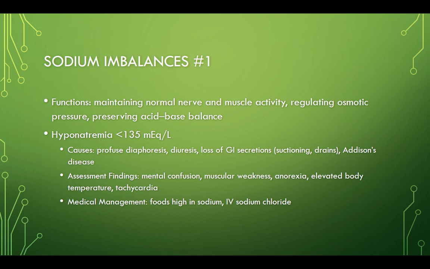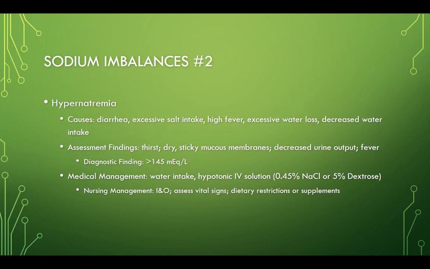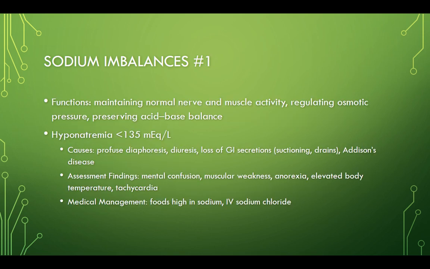Hyponatremia is less than 135 milliequivalents per liter. Causes can be quite pronounced, including diaphoresis. Assessment findings: mental confusion, muscular weakness, anorexia, elevated body temperature. Medical management: foods high in sodium, high IV sodium chloride.